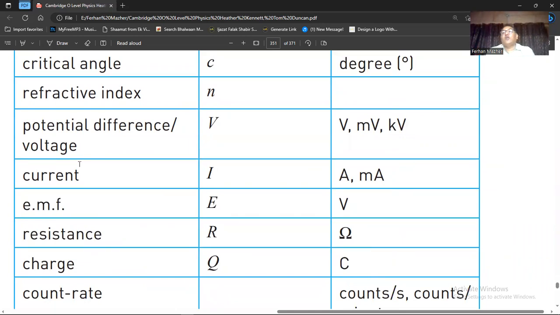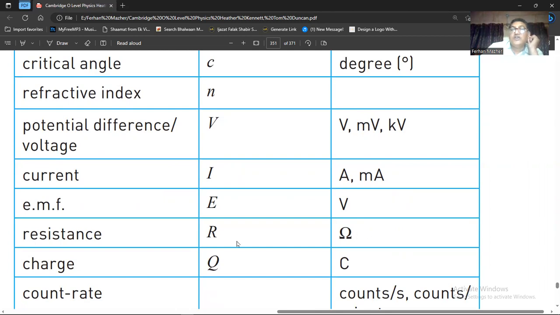Potential difference, or voltage, is represented with the capital V. Its unit is volt, and it can be millivolt or kilovolt. Current is represented with the capital I, and its units are ampere and milliampere. EMF is represented in our syllabus with the capital E, and its unit is volt. Resistance is represented with the capital R, and its unit is ohm.